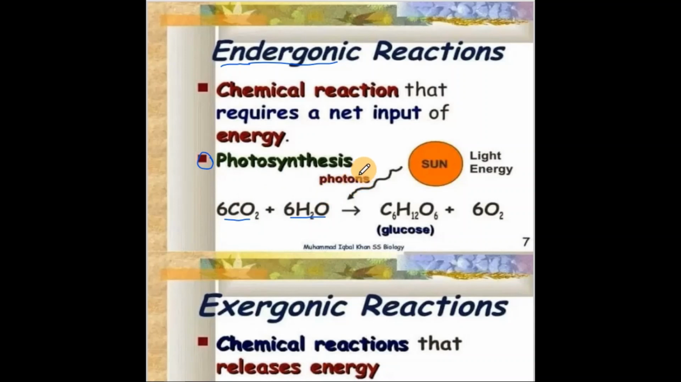So if I add photons or sun rays to this, then I'm going to produce glucose from the reaction of carbon dioxide and water. So this is an example of an endergonic reaction, because without the photons of the sun rays, we call it photon. The photon is the portion of the sun rays that carries energy. Without the photons of the sun rays, I can never proceed with this reaction of carbon dioxide and water to produce glucose and oxygen. This is a typical endergonic reaction.